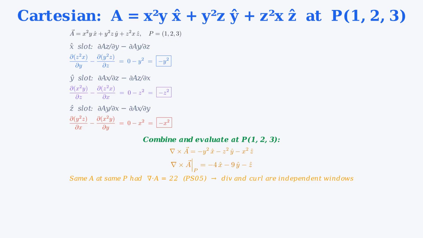In the previous video, we found the divergence of this same A at this same point equals 22. And now its curl is non-zero. Same field, two completely different measurements. One says the field has a source-like outflow, the other says the field also rotates locally. Divergence and curl are independent windows into the same vector field.